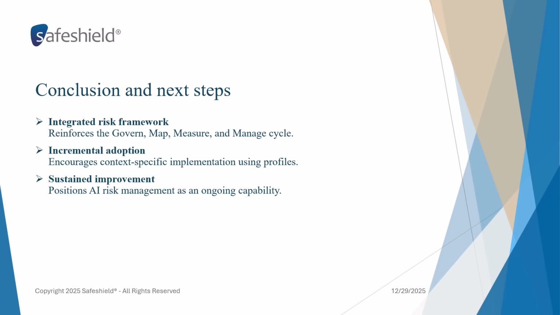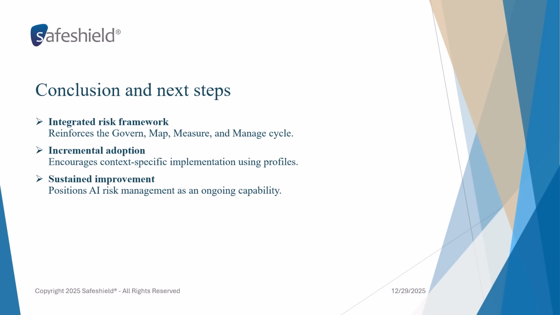The four core functions, govern, map, measure, and manage, operate as an integrated and iterative cycle. Governance establishes direction, accountability, and risk tolerance. Mapping builds a shared understanding of system context, stakeholders, and potential impacts. Measurement provides evidence about system behavior, limitations, and risk characteristics. Management translates this insight into mitigation actions, operational controls, and informed decisions. Continuous feedback across these functions enables adaptation as conditions change.